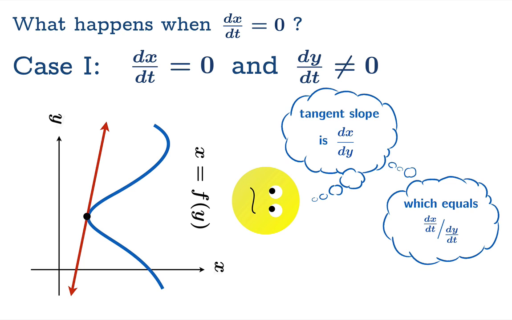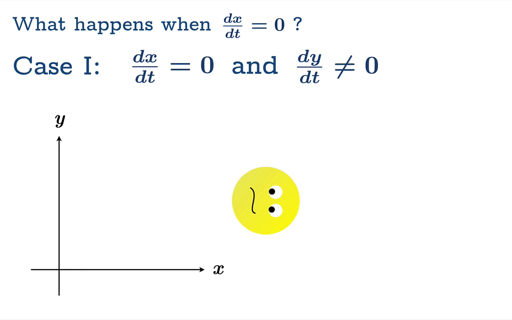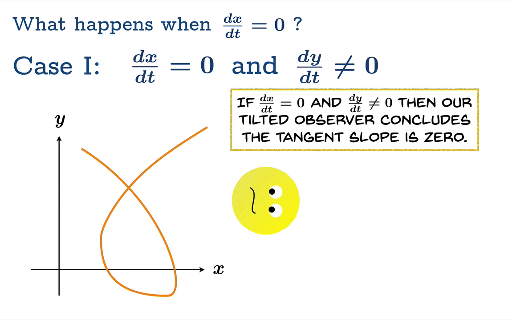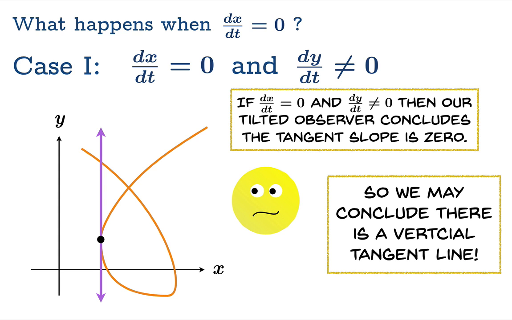Why is this all useful? Well, it's going to help us interpret what happens when we're looking at a curve and we see dx/dt to be 0. Well, the tilted observer would see this as an indication that their idea of tangent slope is 0. In other words, they have a horizontal slope. But a horizontal slope to the tilted observer is exactly the vertical slope to us. So what we're going to be able to conclude is there's actually a vertical tangent line.